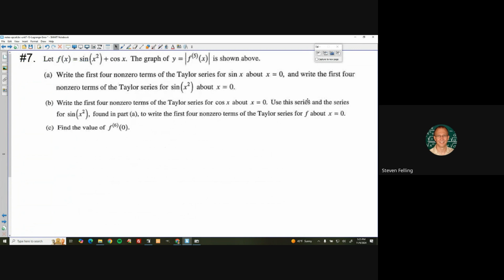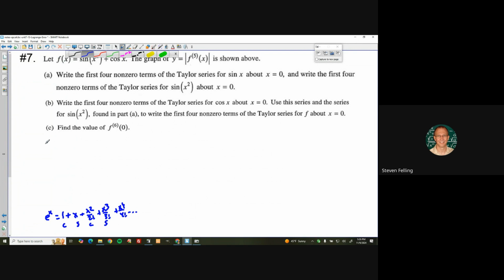Write the first four non-zero terms of the Taylor series for sine of x about x is 0. Here's the reason why you need to have this memorized. So I'm going to write it down real quick, and then we'll write down the result. I've memorized that e to the x is 1 plus x plus x squared over 2 factorial plus x cubed over 3 factorial plus x to the fourth over 4 factorial, and so on. Starting with c before s: cosine, sine, cosine, sine.